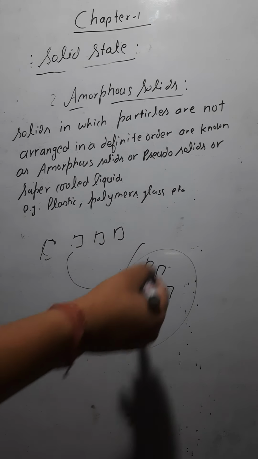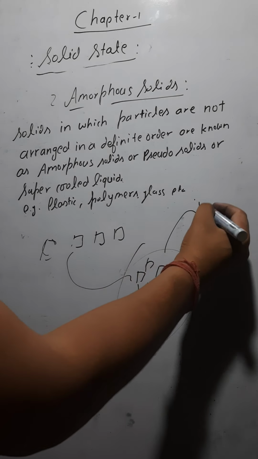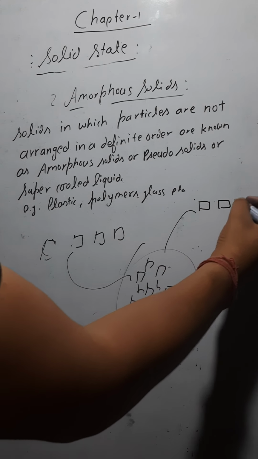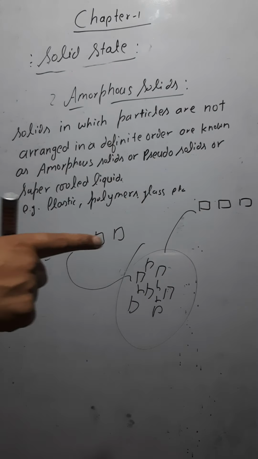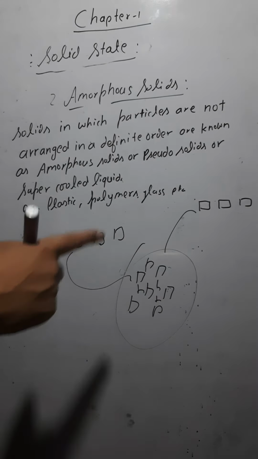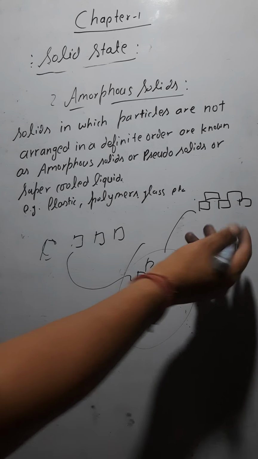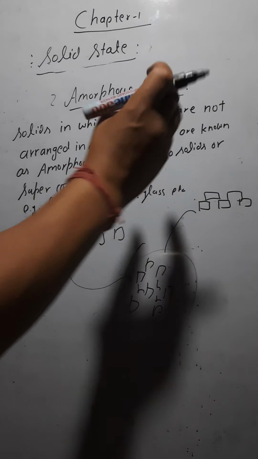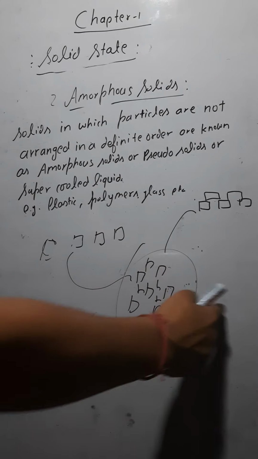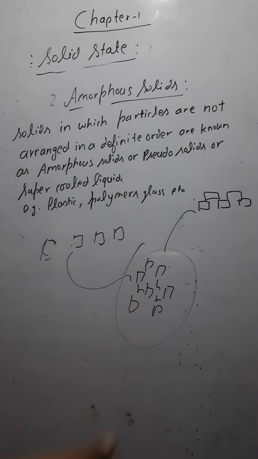So it's a kind of amorphous. But if I am making a wall out of these bricks, here you would have a definite arrangement of the bricks. Getting it? If you are making a wall out of these bricks, you have to arrange them in a definite order. So this wall becomes the example of a crystalline solid, and the stock of bricks is the example of amorphous solids. Are you getting this?